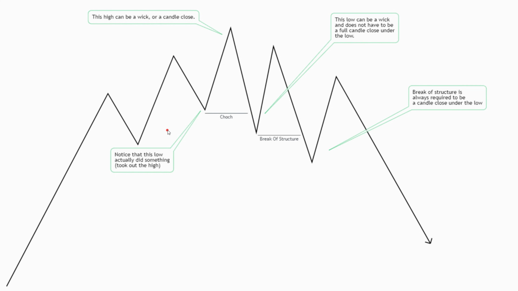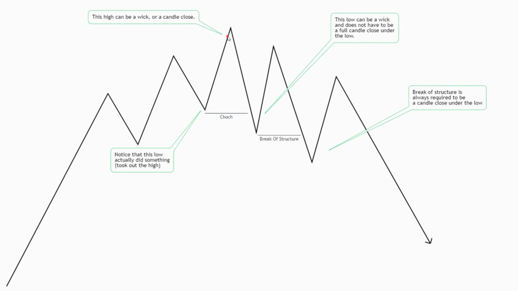So a lot of you are saying, how is this any different than a break of structure? Well, the rules are slightly different. In order for this to qualify as a break of structure, it has to actually break and close above this old high, as we talked about in the previous videos. If you haven't watched that yet and you don't understand what I'm talking about, please go back and watch that first and then come back to this episode.